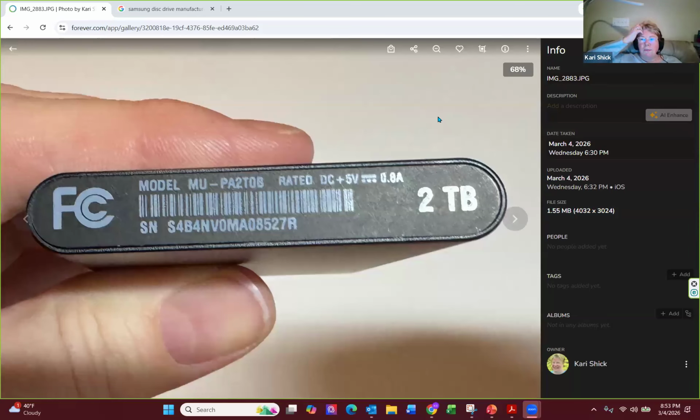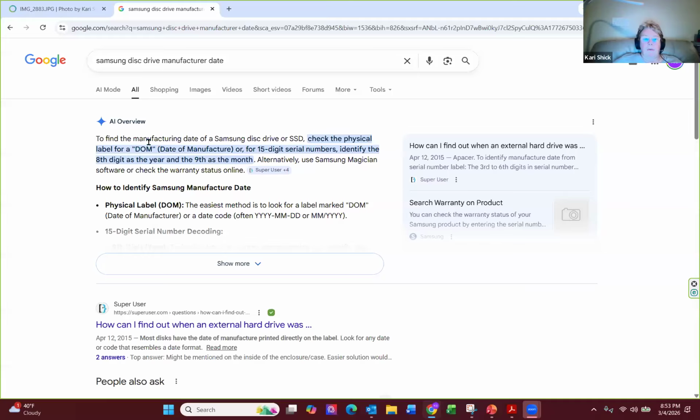All right, so I shared something live here and it was felt that I should put this on the recording. So hopefully I am sharing the right screen. I had taken a picture of one of my disk drives earlier, one of my archives, and I don't have any information on here about when it was manufactured. I know the make is Samsung, so I typed in Samsung disk drive manufacturer date, and it gives me some information about how to identify the date.